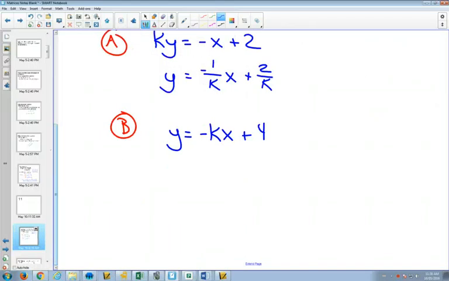So in that case, our negative 1 over k has to equal negative k. How would you solve this equation? Because this is my slope. If I highlight the slopes of my two equations, this is my slope of equation A, this is my slope of equation B, and if I need them to be the same, this is what it would look like. So I have a rational equation here. If you want to get rid of the fractions, you can multiply both sides by k.